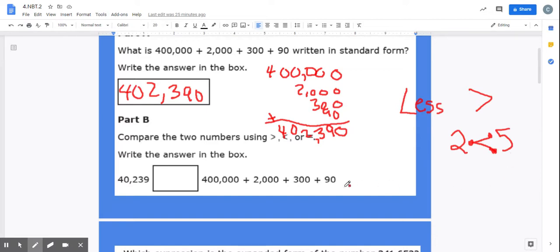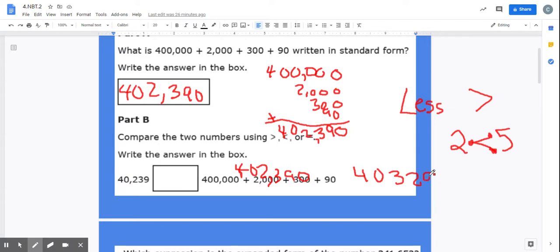Now let's go back to part B. We cannot compare these two values because one value is in standard form. The other is in expanded form. However, we have already converted our expanded form into a standard form number, 402,390. So our strategy for comparing two numbers is to line them up by place value.